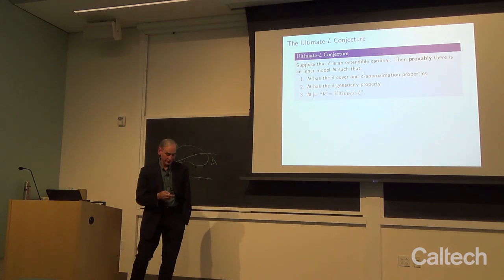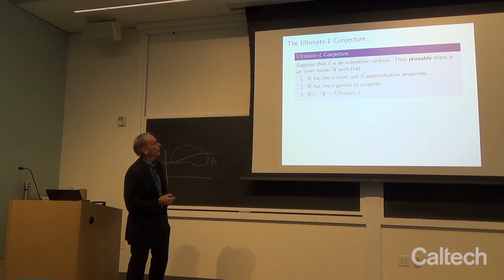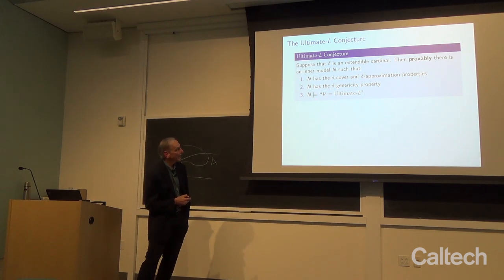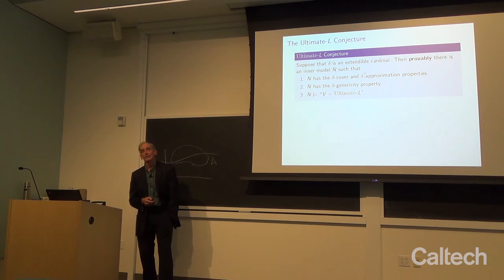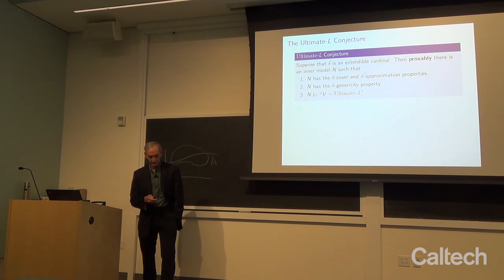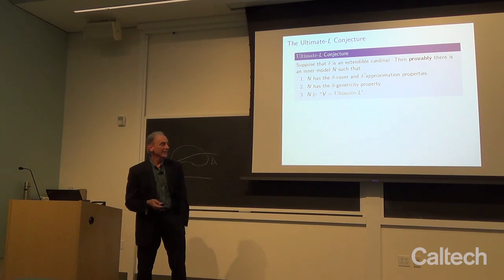The Ultimate L conjecture. Suppose delta is an extendable cardinal. Then provably there's an inner model N such that N has the three properties, delta cover, delta approximation, and delta generosity, and N satisfies V = Ultimate L. Now, by the universality theorems, if you can prove this theorem, V = Ultimate L is compatible with all large cardinals.